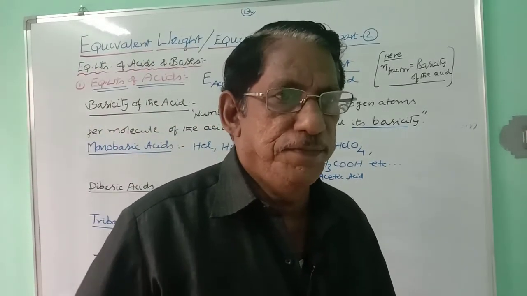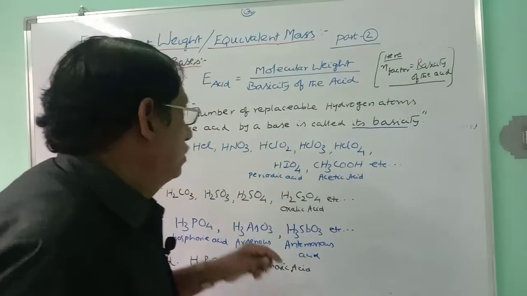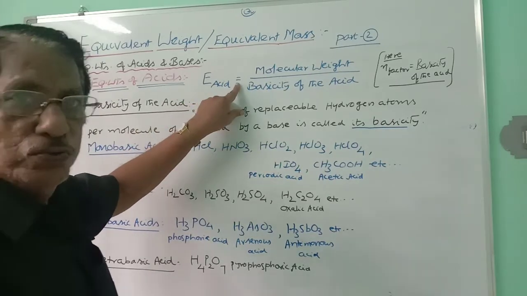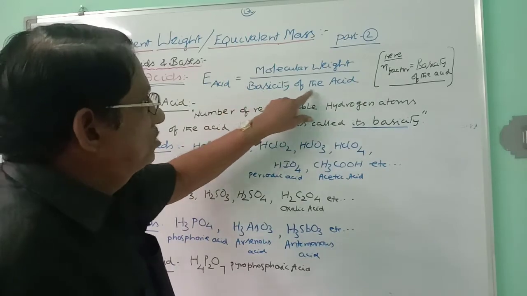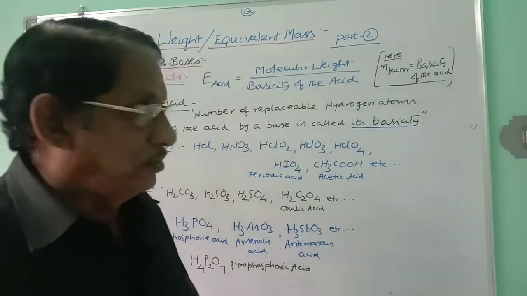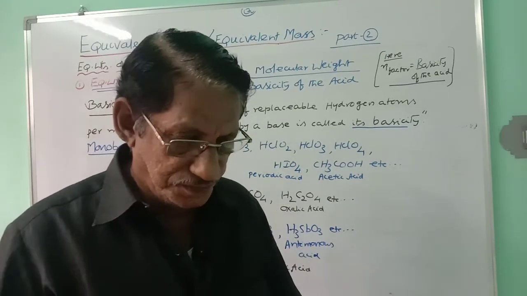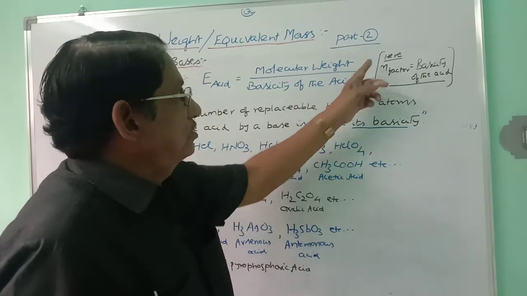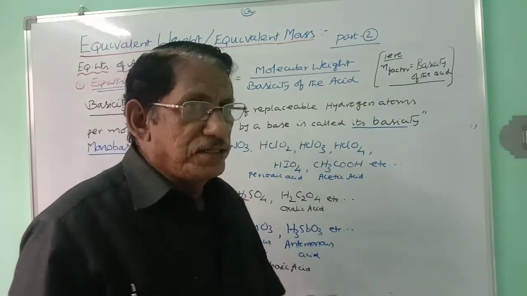First, let us take the equivalent weight of acids. Here, equivalent weight of the acid is equal to molecular weight of the acid by basicity of the acid. And here, the n factor is nothing but the basicity of the acid. And what is meant by basicity?